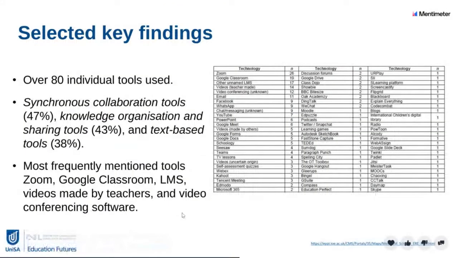We actually found synchronous collaboration tools were reported in almost half of the studies, followed closely by knowledge organization and sharing tools like learning management systems, and then text-based tools. But there were over 80 different individual tools mentioned in this research, and you can see on there the screenshot of those different types of tools. The most frequently mentioned individual tool was Zoom, followed by Google Classroom and LMS, videos made by teachers, and video conferencing software.